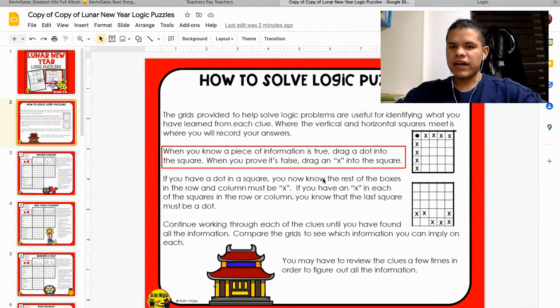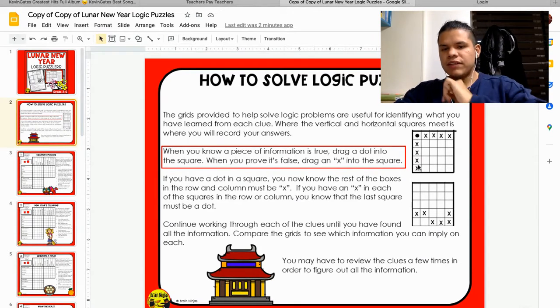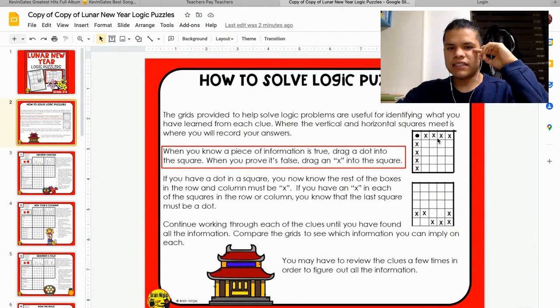This is really important. That's why I went ahead and boxed it for you. If you have a dot in a square, now you know the rest of the boxes in the row and column must be X. So right here you have a dot. You know that the vertical column, the rest of them have to be X's. And in the horizontal row, the rest of that row has to be X's. If you have an X in each of the squares in the row or column, you know that the last square must be a dot.